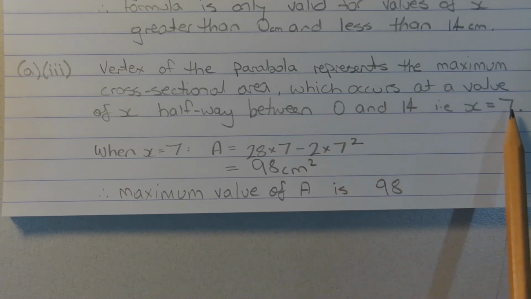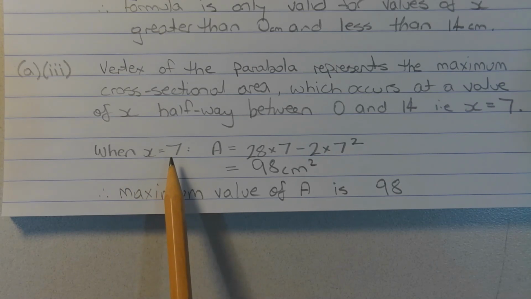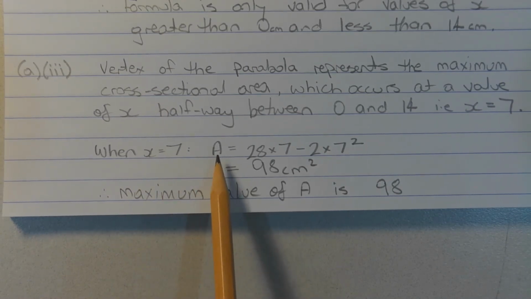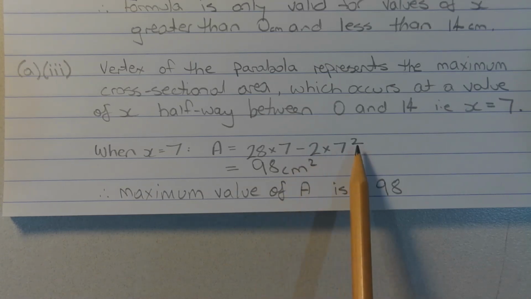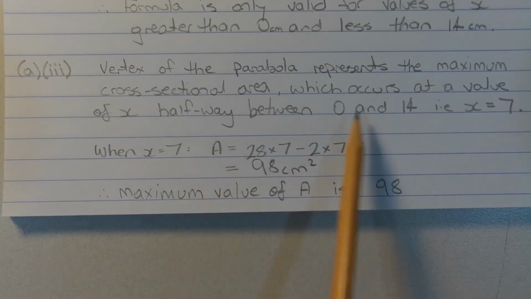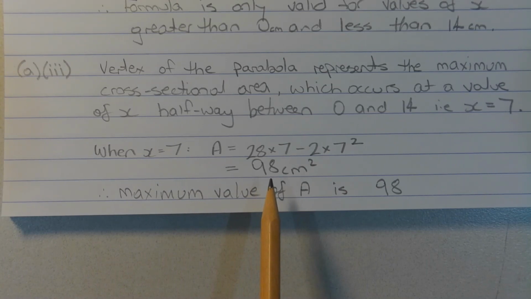equals 7. Now when x equals 7, the cross-sectional area is given by 28 times 7 minus 2 times 7 squared, and this is the formula from Part 1, and that equals 98 square centimeters. Therefore, the maximum value of A is 98.